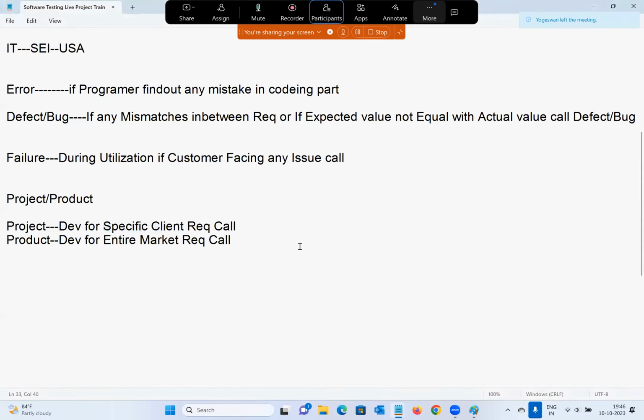For example, guys, I want to stitch my shirt as per my measurements. I go to a tailoring shop and give my measurements. They stitch the shirt, which is called a project, because it is only for my requirement.